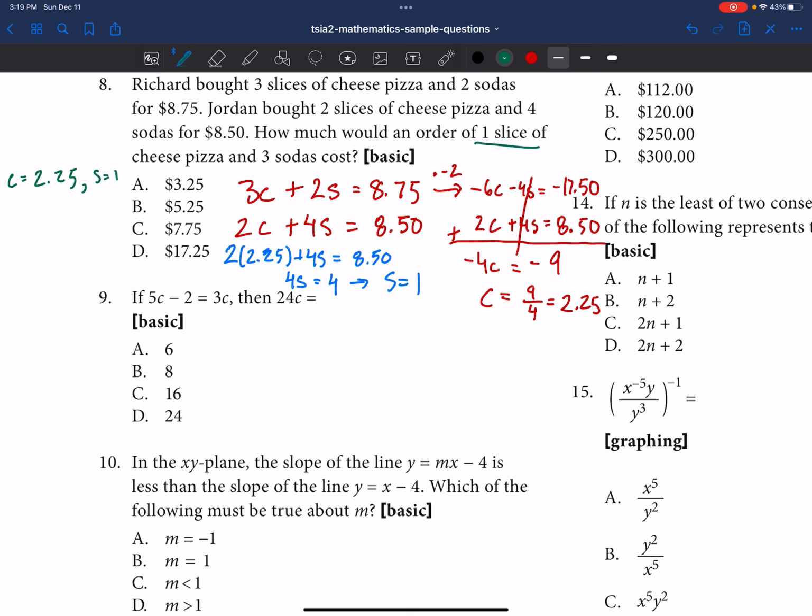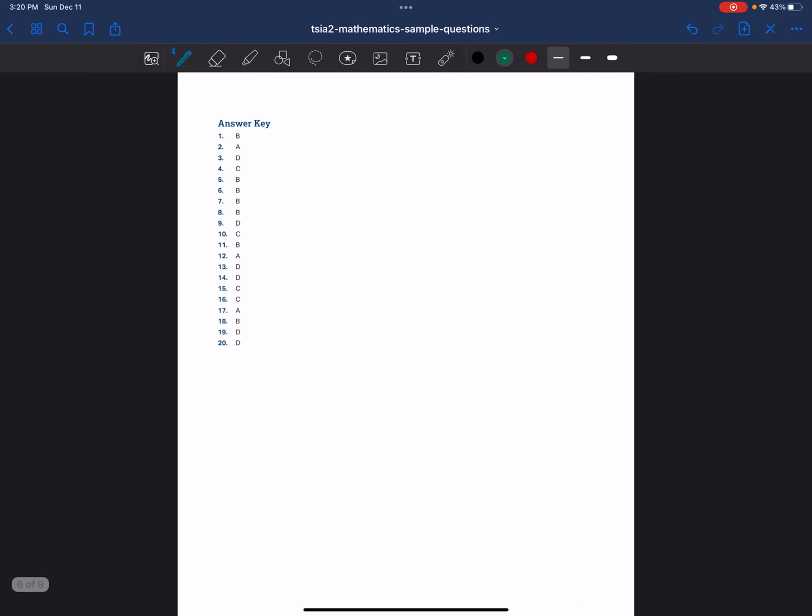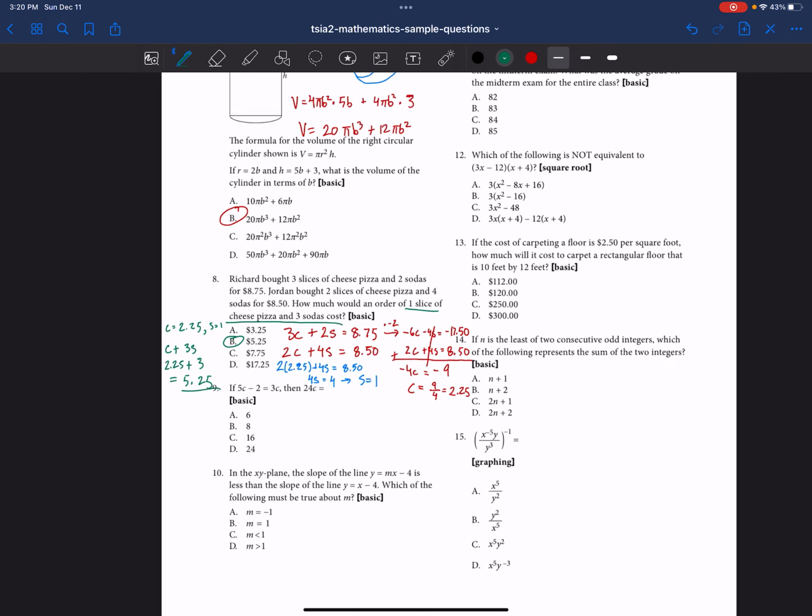Then 1 slice of cheese pizza plus 3 sodas. That's c plus 3s. That should be 2.25 plus 3 times 1, which is 3, which equals 5.25. And so that is answer choice B. Let's make sure I got that one right. Number 8 was B. Correct. Okay, so we are good.